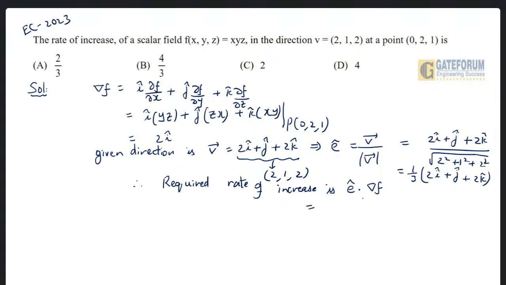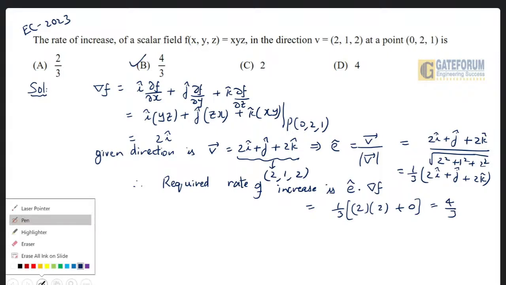So dot product, you know that 1 by 3 into the sum of the products of the corresponding coefficients of i, j, k respectively. So 2 into 2, remaining in del f j, k cap absent. So those products become 0. So final dot product is 4 by 3. Among the options, accordingly, the answer is option B.